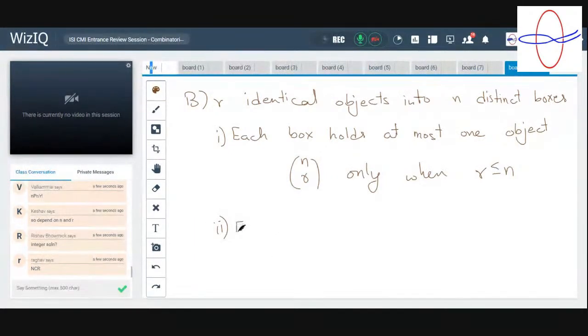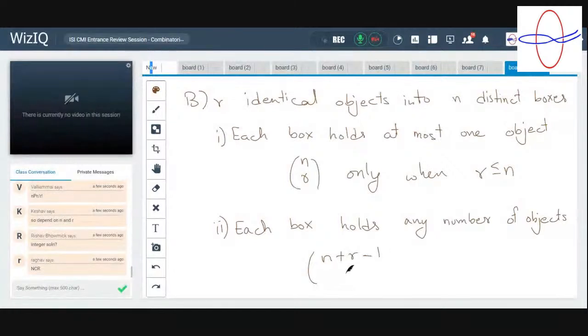Case 2 is when each box is free to hold however many objects it wants to. So each box holds any number of objects. In this situation, the answer is n plus r minus 1 choose r. Fine.